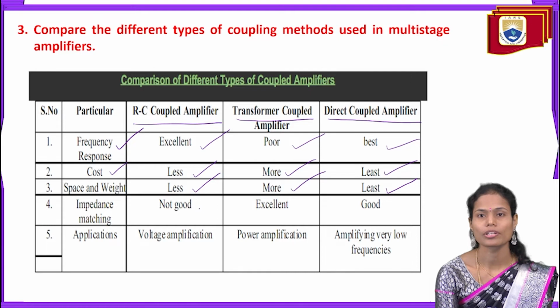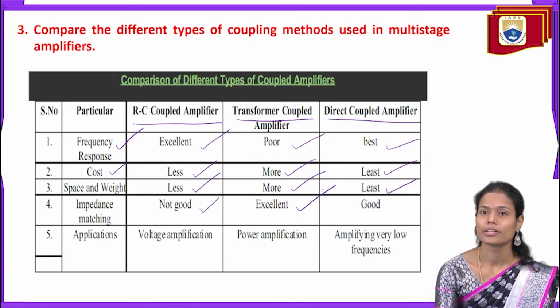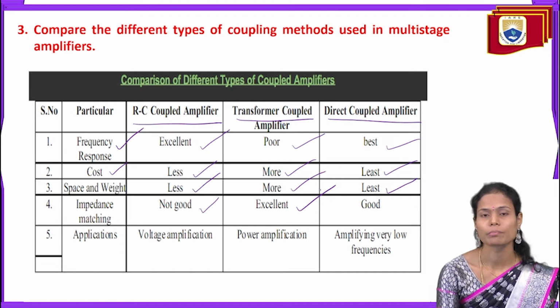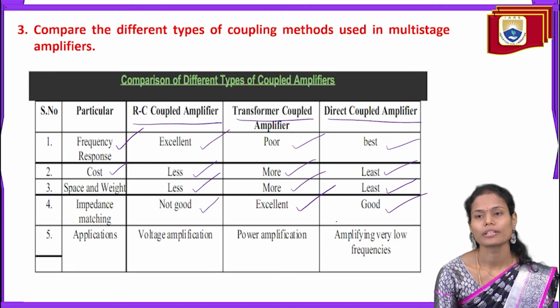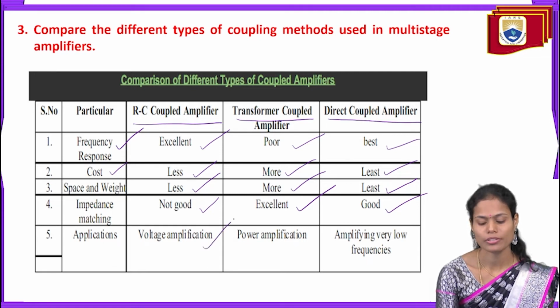Impedance matching is not at all good in the case of the RC coupled amplifier, but it is excellent in the case of the transformer coupled amplifier. Why? Because it will provide the best impedance matching between the source and load. And direct coupled will provide a good range of impedance matching. While coming to the applications, RC coupled amplifiers are utilized for voltage amplification, transformer coupled amplifiers are utilized for power amplification, and direct coupled amplifiers are utilized for amplifying low frequency signals.